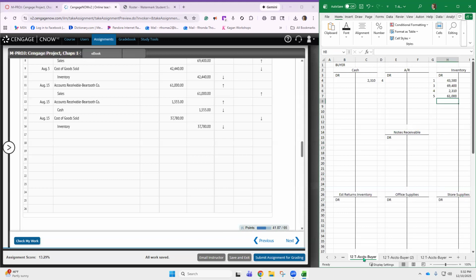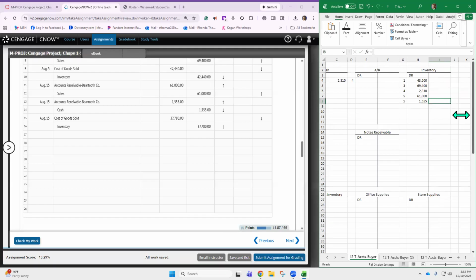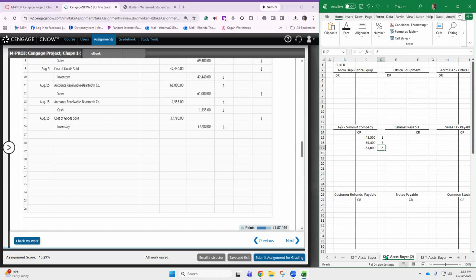We want to go back to accounts receivable and put in $1,555. And then that's going to go in the payable as well, because we've got to pay them back for that. And this is number 5. And I think we're okay. So we're going to make 2 entries. We'll see if we get in trouble.